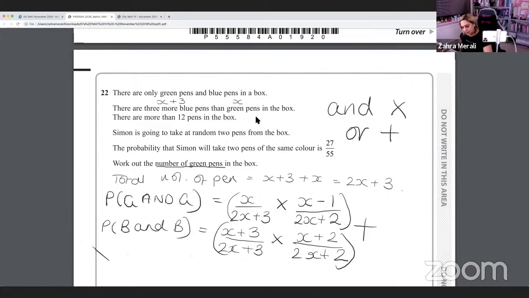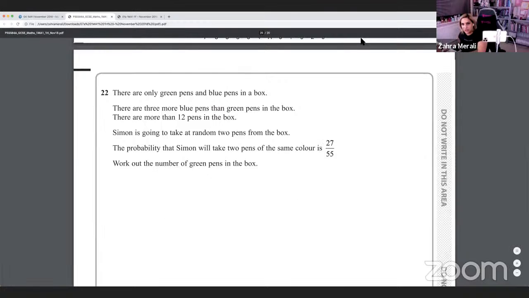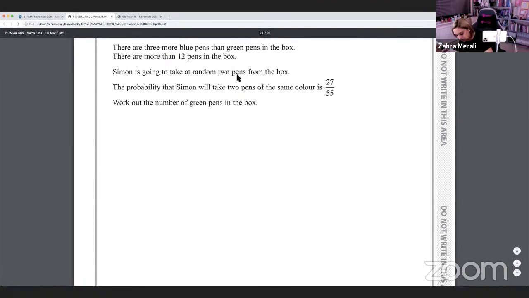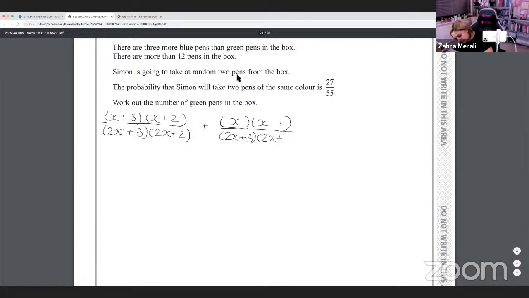But we know when we add them up, we get this value. Right, so I'm going to scroll up to make sure you've got those expressions down. And let's do this. So now what we have is X plus 3 times X plus 2 over 2X plus 3 times 2X plus 2, plus X times X minus 1 over the same thing. And that equals 27 over 55.